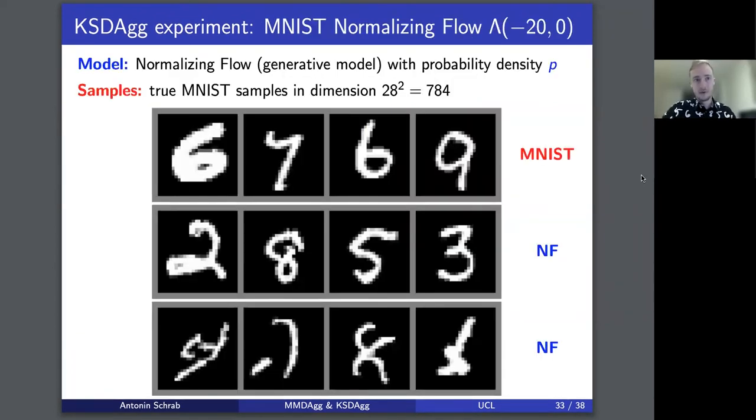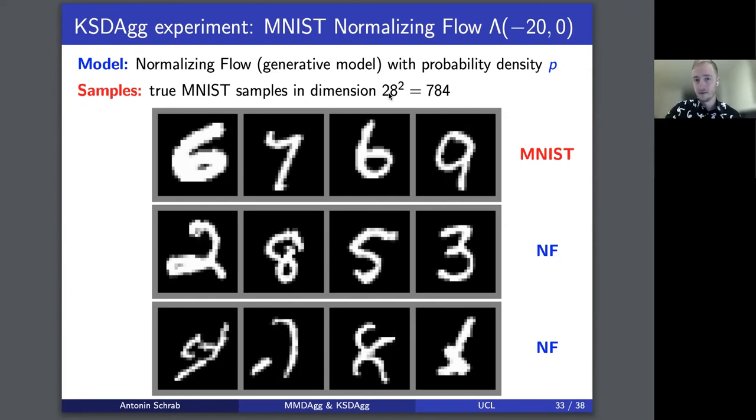And our last experiment is MNIST normalizing flow, where we use the same collection of bandwidths. A normalizing flow is just a generative model, but it has the property that it has some density, unlike a GAN. We use a pre-trained normalizing flow, and so we have access to this density P. For the samples, we just use true MNIST samples.